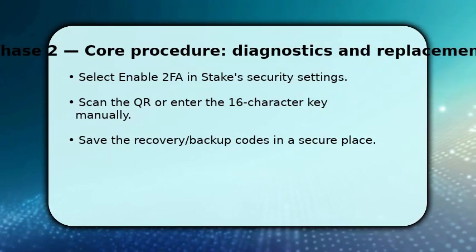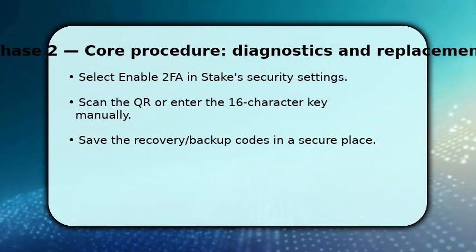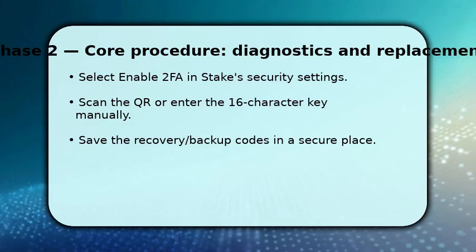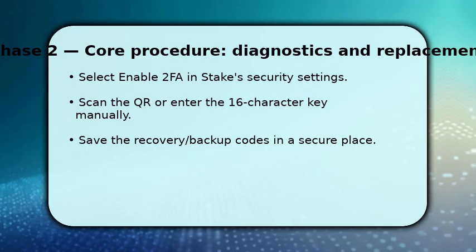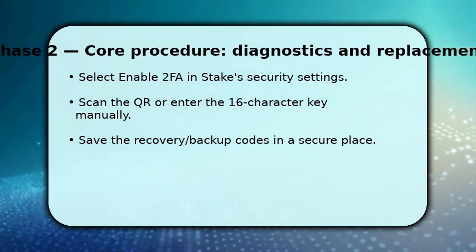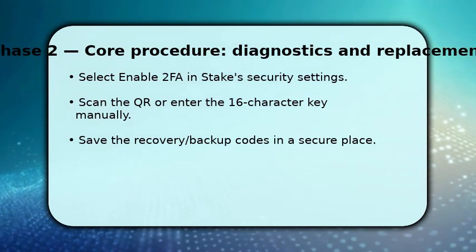Now select Enable Two-Factor Authentication in Security. This generates a QR code and a 16-character backup key. Open your Authenticator app and scan the QR. If scanning fails, choose Enter Key manually and type the key exactly.